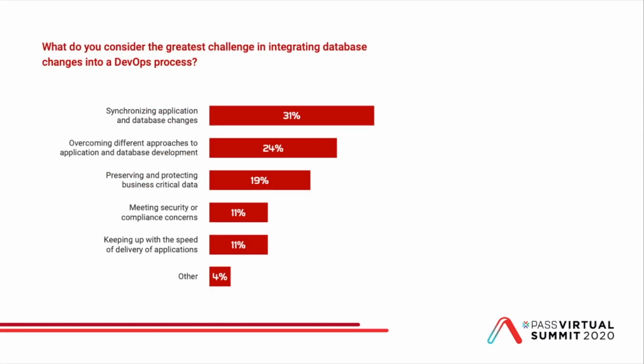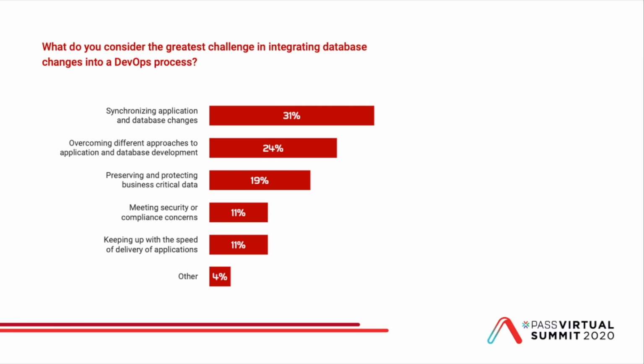Let's move on to the next question. What is the greatest challenge in integrating database changes into a DevOps process? As we can see, the major challenge here is synchronizing all our application and database changes. So, what is happening here? What do you think is the problem? Well, I will provide you the answers to that question. But for now, let's think about those two observations again.